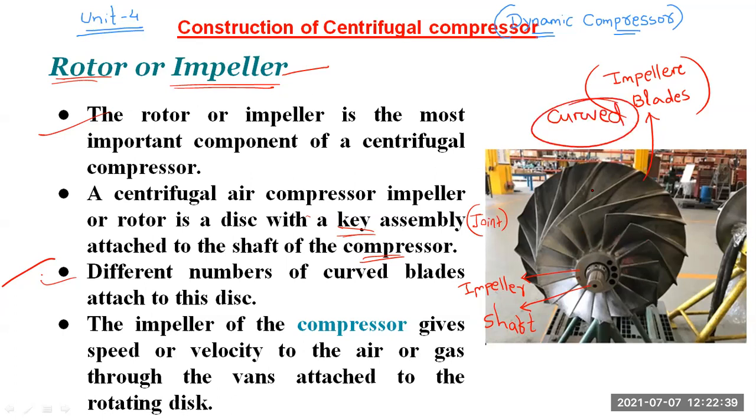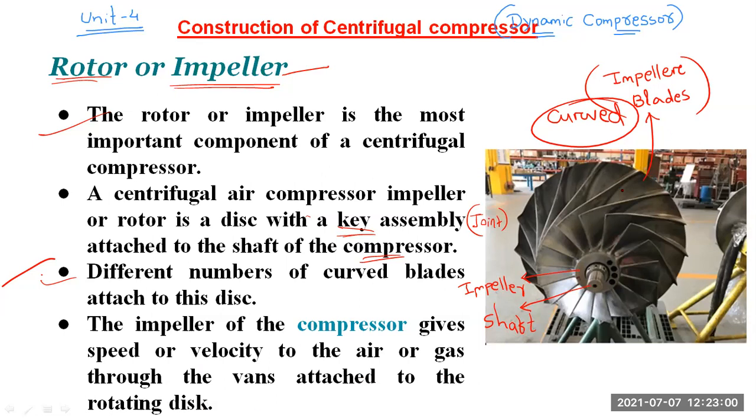Okay, some curved blades will be there. These blades are attached to this impeller shaft. Last point, the impeller of the compressor gives speed or velocity to the air or gas through the vanes attached to the rotating disc.